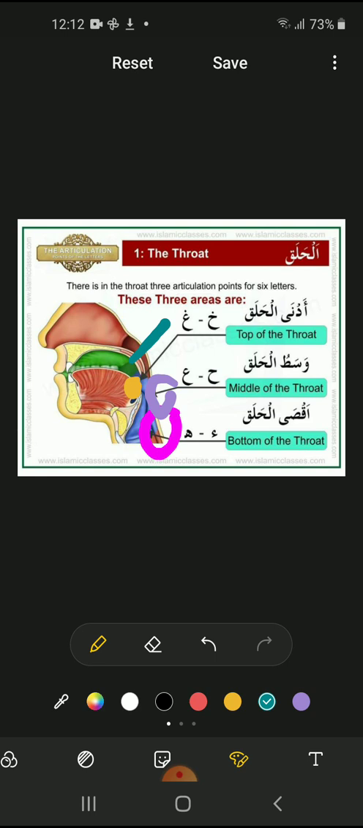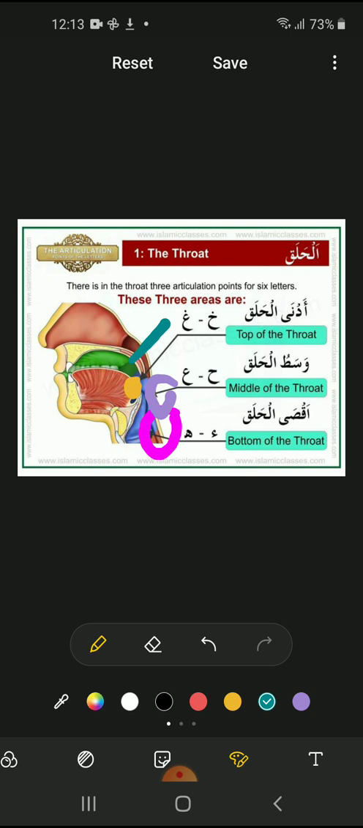Okay, so if you want to produce the Ghain and the Ha, you have to differentiate between them, as I told you before. If they are coming from the same place, the thing that we can differentiate between them with is their characteristics. For the Ha, there is something which is the air. We produce air, or what we call alhams, with the Ha. And you can put your hand in front of your mouth and you see there is a lot of air coming out. While we do the Ghain, you don't find this. No air is produced. So this is the main difference between the Ghain and the Ha.